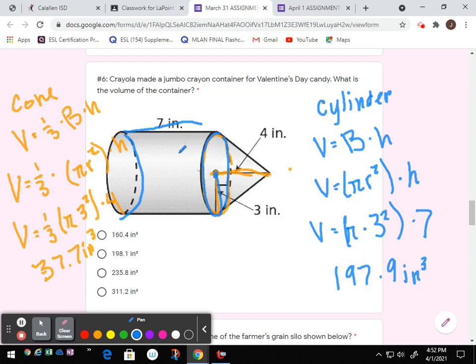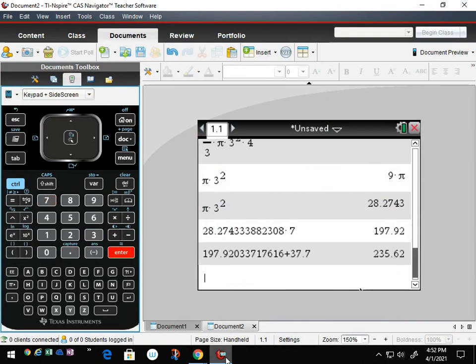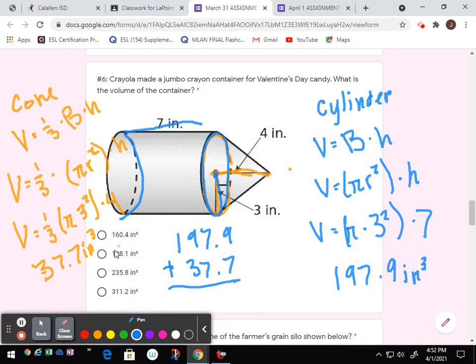So as we can see here, they're side by side to each other. They're combined. All right. They're not inside each other. If they're side by side, we are going to add them instead of subtracting them. So we're going to add 197.9 plus 37.7. When we add these two up, we get 235.6. And we can see answer choice C is going to be the closest answer to that. So C is the correct answer for number 6.